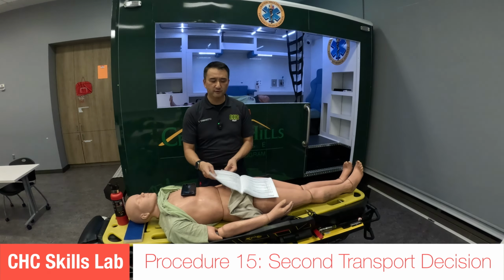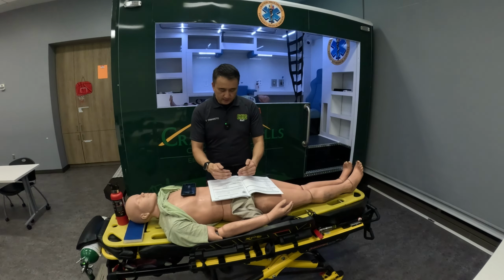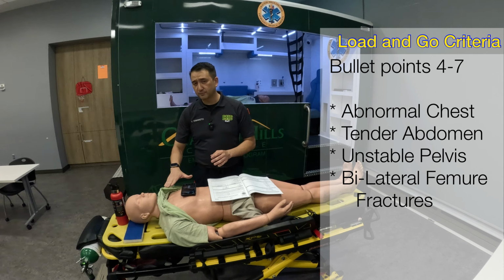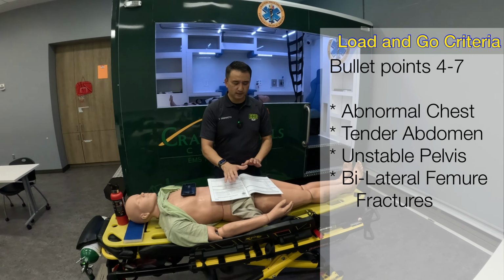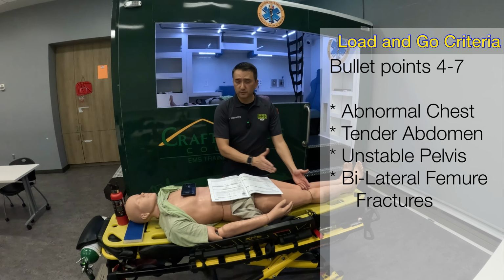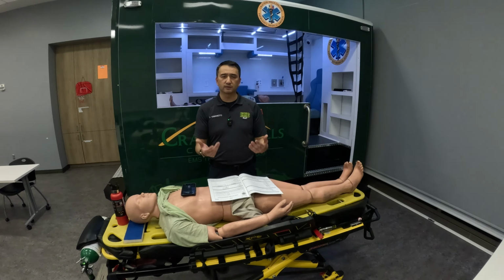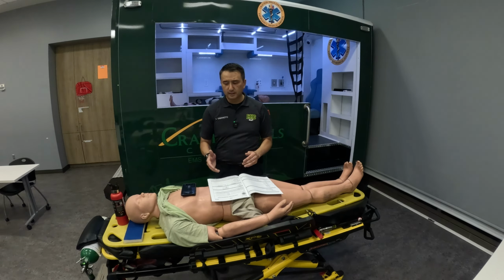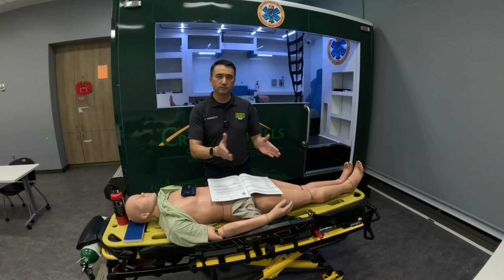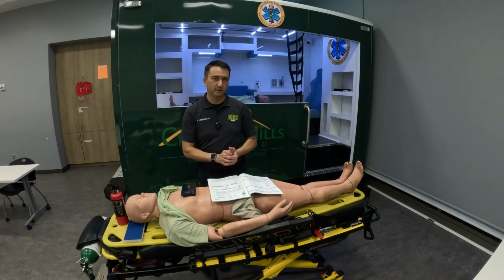Now flip back to the very first page, load and go criteria, and it's the next 4 bullet points: abnormal chest, tender abdomen, unstable pelvis, bilateral femur fracture. If anything is wrong with this area here, it's a load and go. You have to verbalize that. This is a load and go because, or there's nothing found, we're going to stay and assess. You have to make that decision.